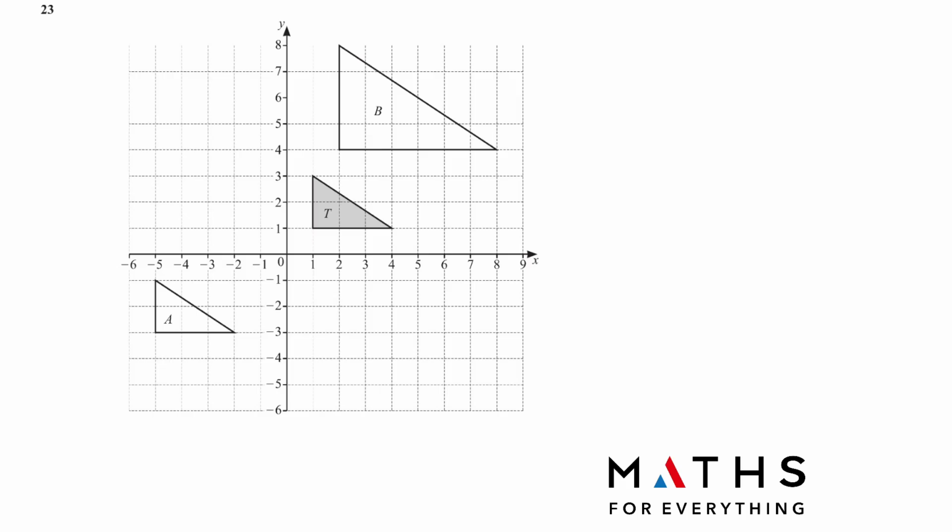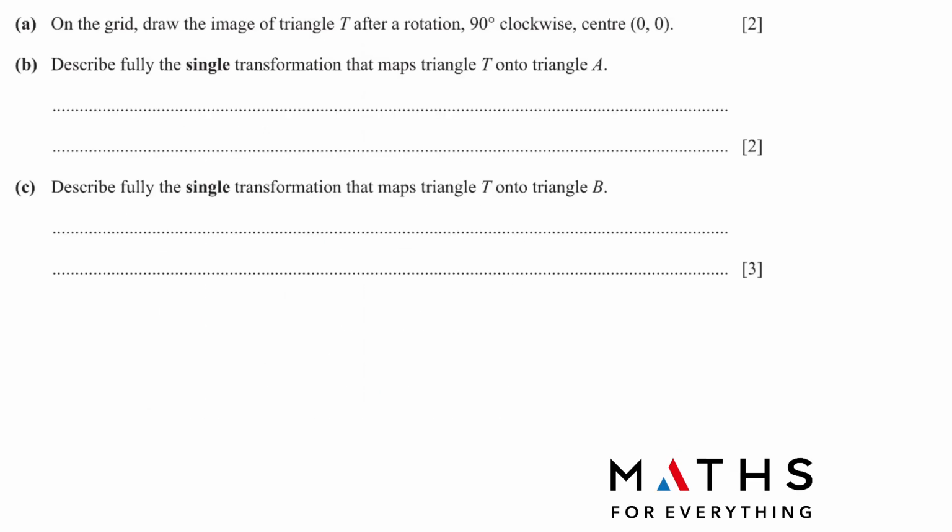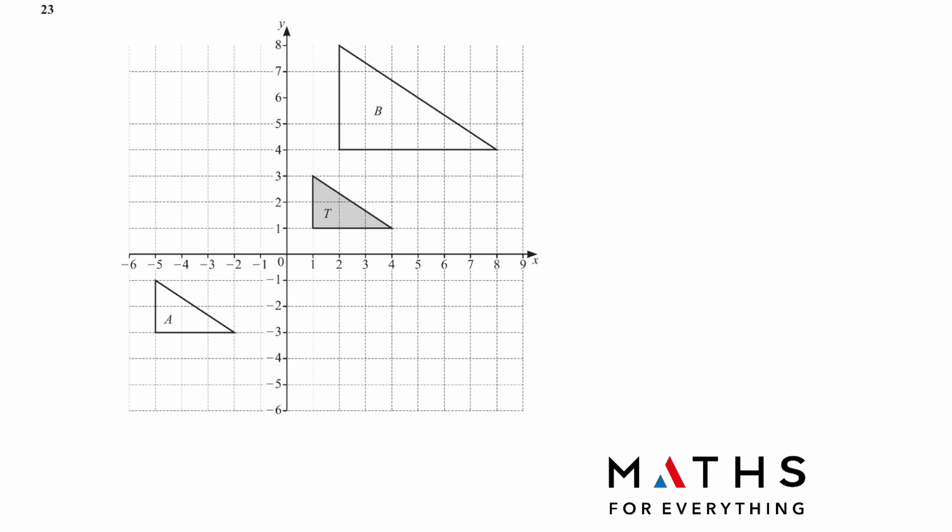Question number 23. We have been given a diagram with 3 triangles. On the grid, draw the image of triangle T after rotation 90 degrees clockwise, center 0, 0. For this, you must use a tracing paper. Do not mention in the comments what if you don't have a tracing paper. You're allowed to use a tracing paper, so please keep a tracing paper with you.